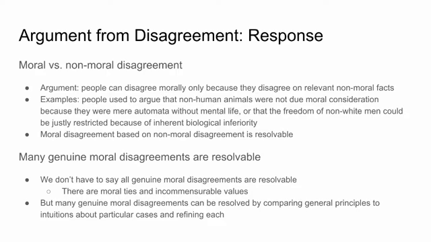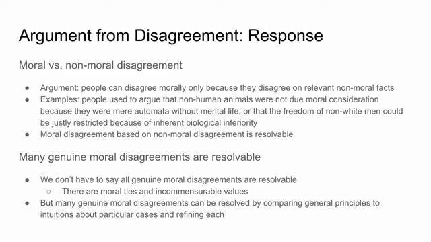Similarly, people used to argue that the freedom of non-white men could be justly restricted because white men were inherently biologically superior. These are both factual claims, and the basis of these moral views is just wrong. Once we've reached consensus that they're wrong, discovered that they're wrong, and convinced the appropriate people, the moral disagreement falls away. So moral disagreement that is based on non-moral disagreement is resolvable much the way that scientific disagreement is resolvable.